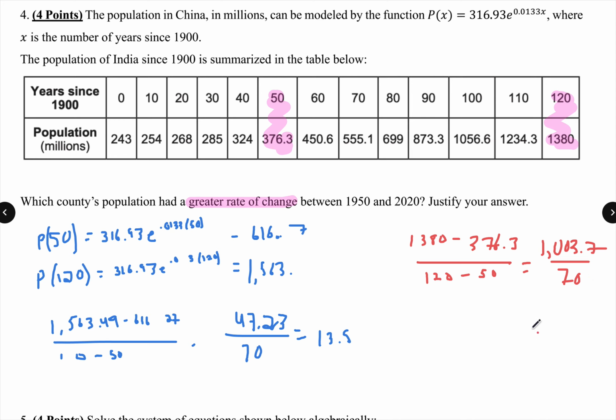And you're getting what? 14.3, right? So make sure, right, at the end, I got my two average rates of change. Don't do all this work and then not justify your answer. You would have to say, right, India had a greater rate of change because 14.3 is greater than 13.5. If you did that, you'd be in good shape. Love it.